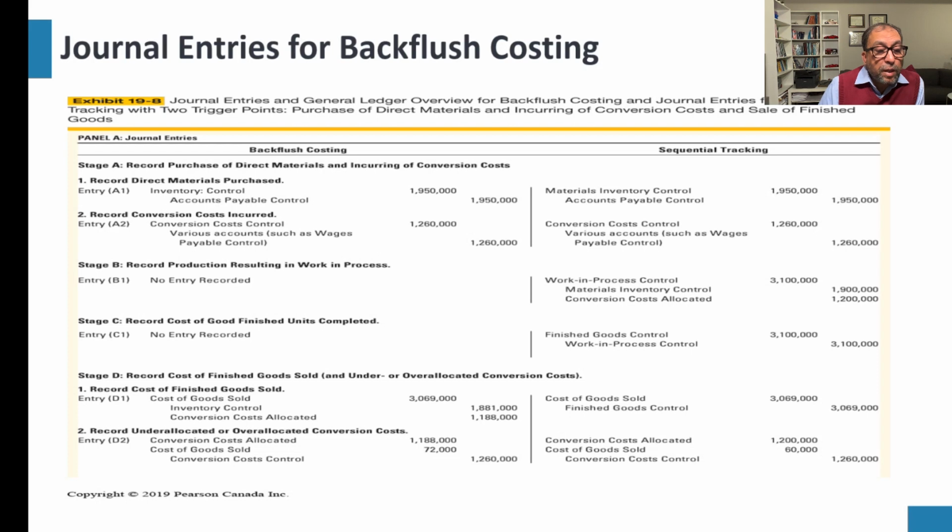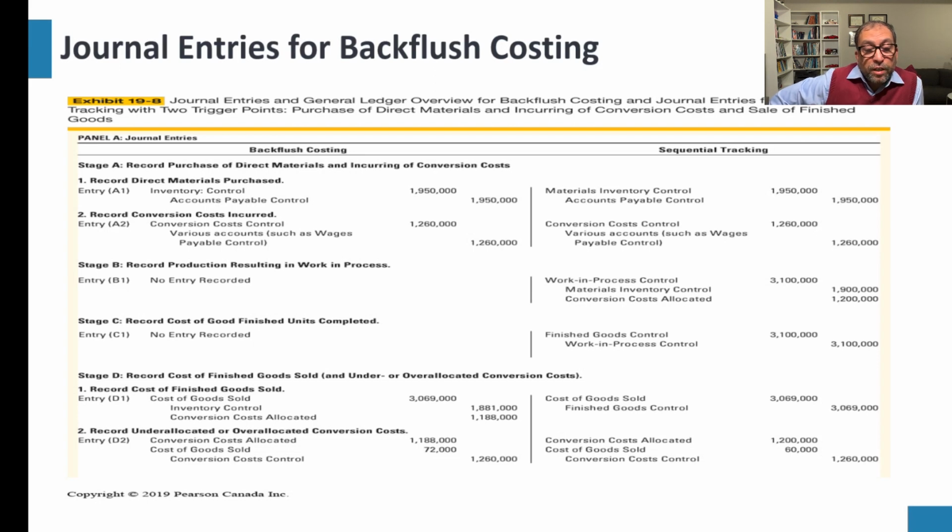There is an example, journal entries and journal ledger overview for backflush costing, and journal entries for sequential tracking with two trigger points: purchasing of direct material and incurring conversion cost, and sale of finished goods. So we see that we record direct material purchases. What we have to do in backflush costing: inventory control debit, accounts payable credit, with the amount with which we are buying direct material.